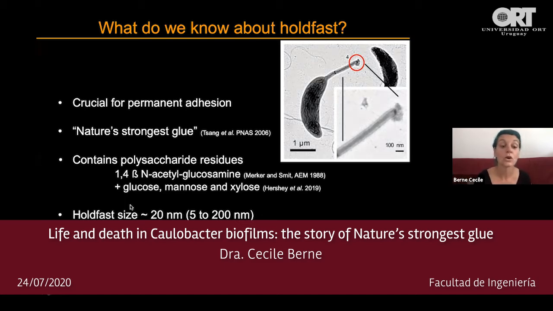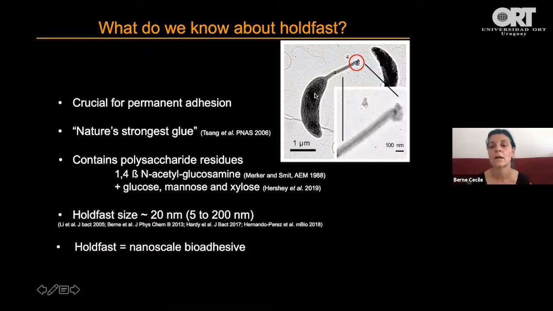Finally, we know that holdfast is very small. It's about 20 nanometers in height. And here you can see an SEM electron microscopy picture of Caulobacter cells with the stalk. And here you can see the little holdfast with a zoom. You can see that it's pretty small. And because it's so small, we call it a nanoscale bioadhesive.